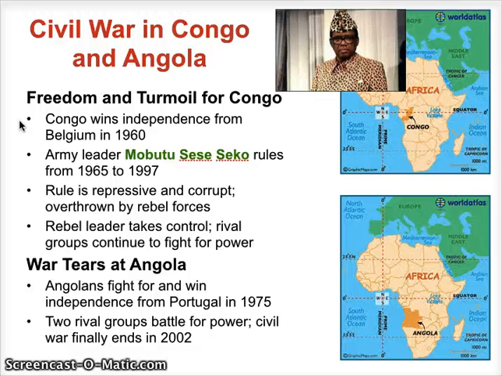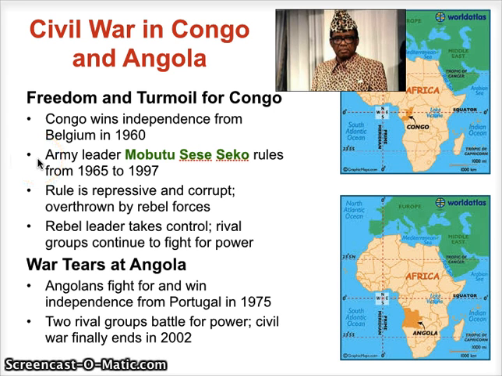The other thing is Congo is made up of a lot of different ethnic groups. So not only is Belgium ignoring this cultural diversity in Congo, but as soon as Belgium grants Congo their independence, we have a lot of these ethnic groups battling it out with each other. So in 1960, Congo ends up becoming independent. And we have an army leader, Mobutu Sese Seko. He ends up ruling from 1965 to 1997.